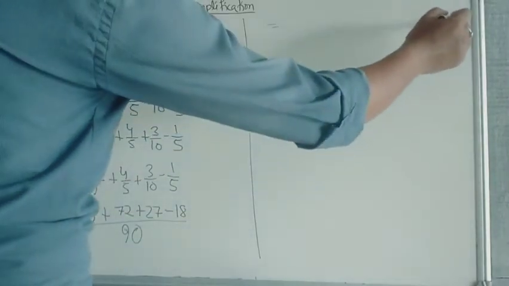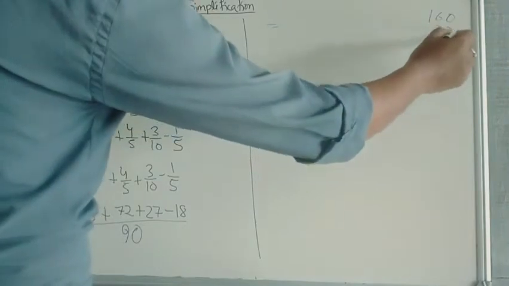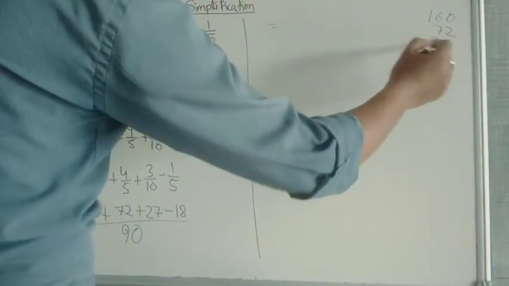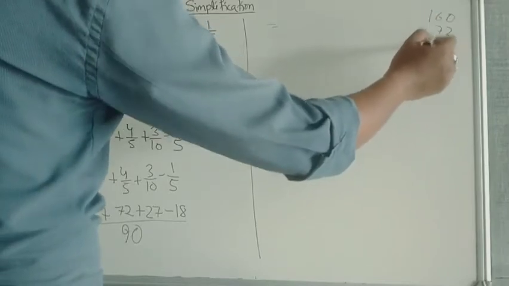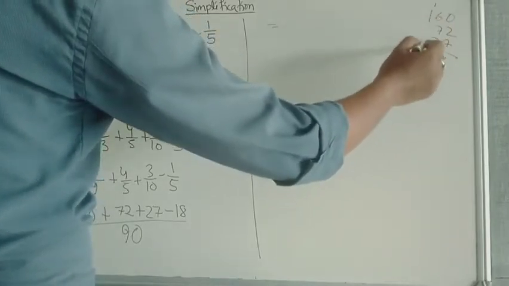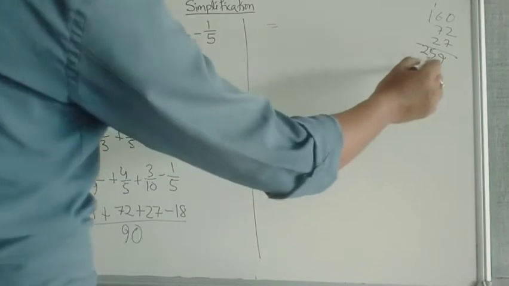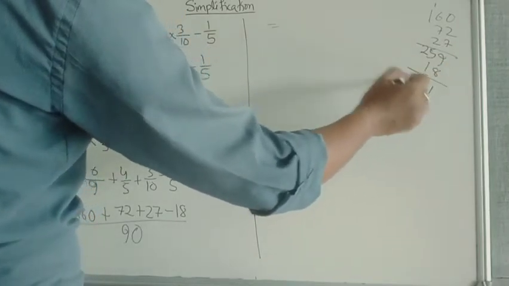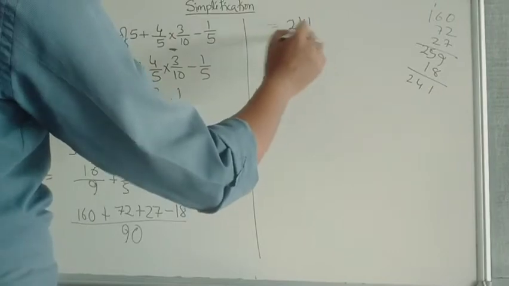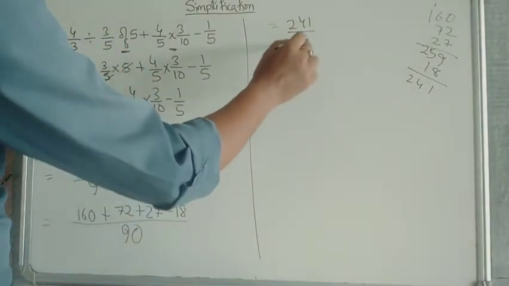So 160, 72, 27, 9. 9 plus 6 is 15, and 259 minus 18 gives 241 by 90.